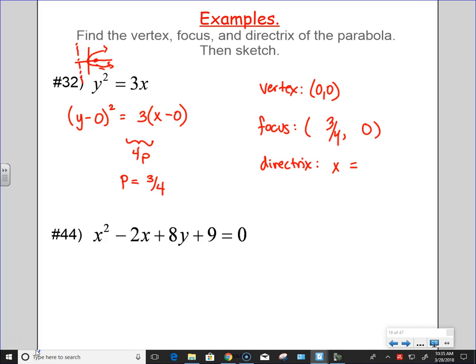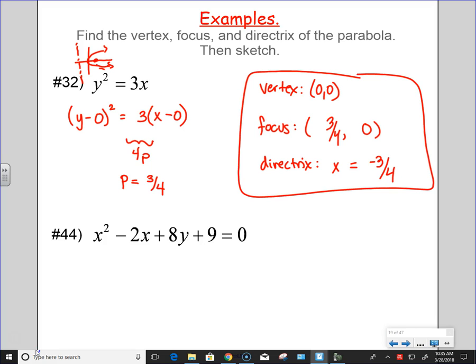The directrix, why did I put x equals? It's the vertical line. And it needs to be back what distance? It's going to be 3/4, so x equals -3/4. What did you get for the vertex? Is there any plus or minusing going on? Since the answer was no, then it was 0, 0. Why is the next example a little bit harder?